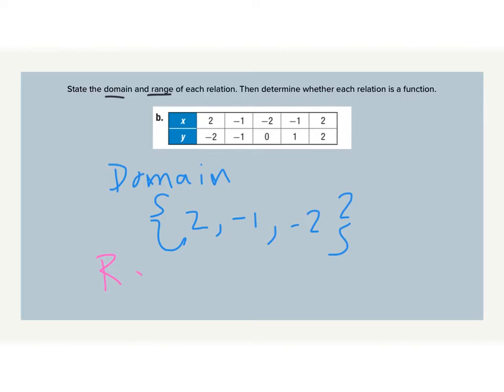Now we're going to write our range. What numbers go into our range? -2, -1, 0, 1, 2. Perfect.